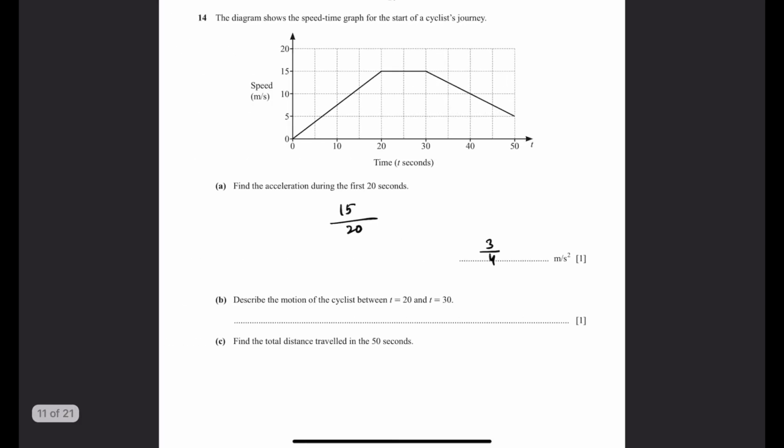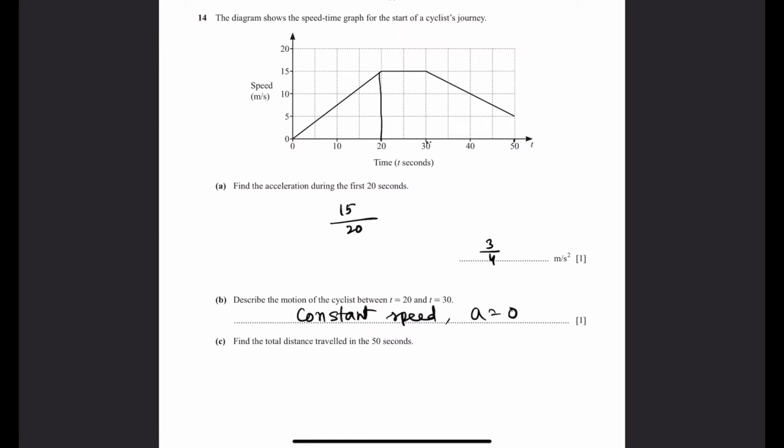Describe the motion of the cyclist between t equals 10 to t equals 30, I mean here. Okay. So this is constant speed, because the acceleration is 0 in this time.